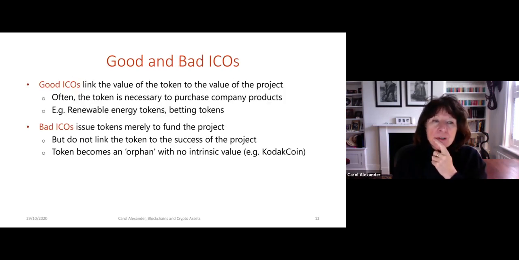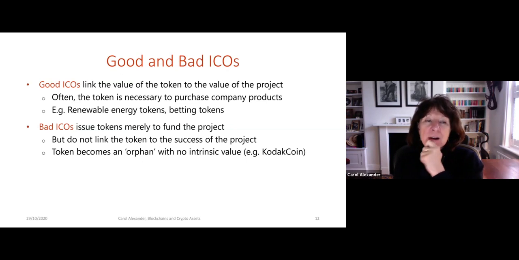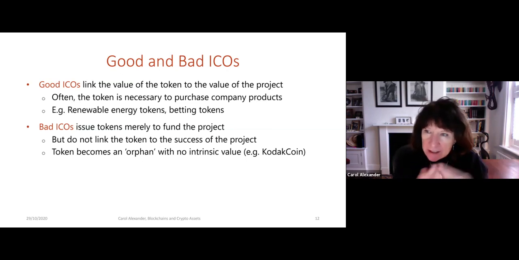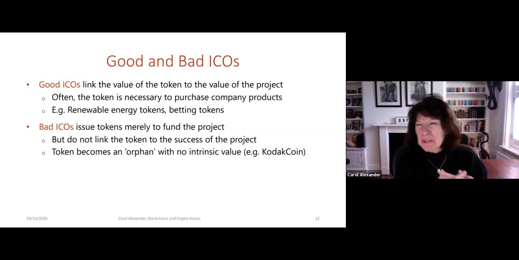So good coins, or tokens, link the value of the token to the project. So a good ICO will have a token that's very, very tied into this blockchain project, like a renewable energy ICO. You have to have the coin in order to buy the energy. Or a gambling ICO, there's loads and loads of those. Or a gaming ICO, you have to have the token to play the game. So that's a good way of designing an ICO.